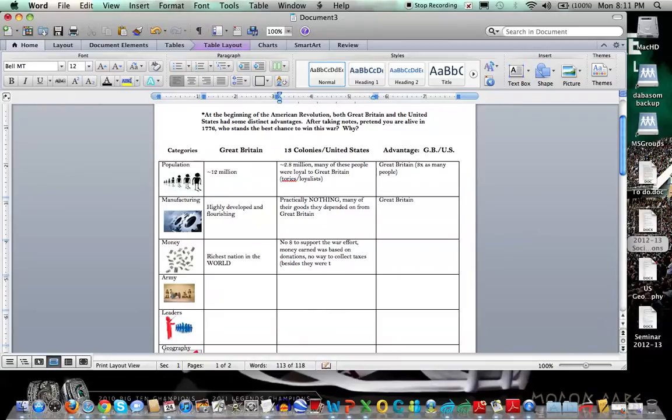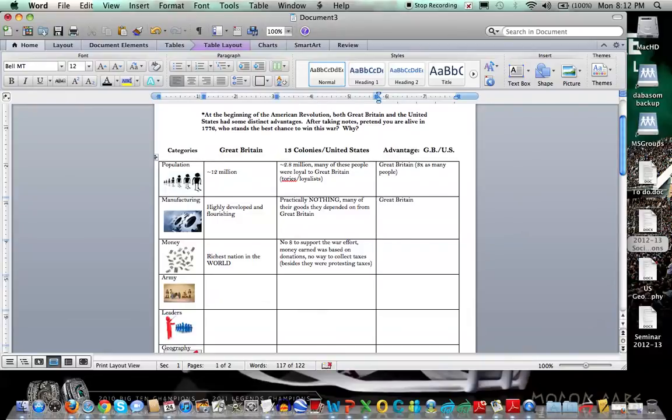Besides, think about it, you guys know this, they were protesting taxes of Great Britain. They didn't like all these different acts, the Stamp Act, the Tea Act, the Townshend Acts. I mean, they hated all these different things. And so, really, the United States had no money to support the war.